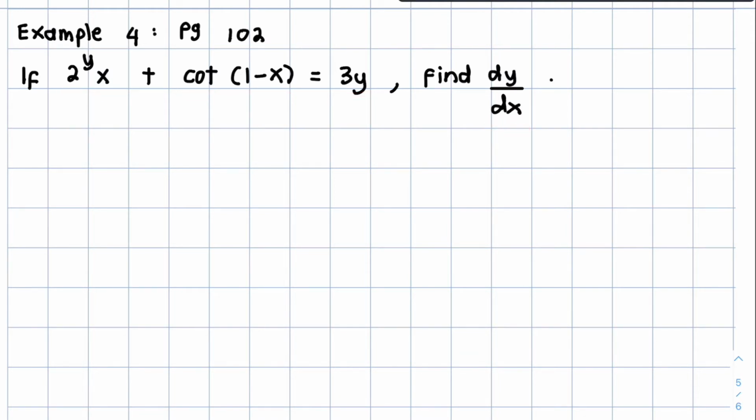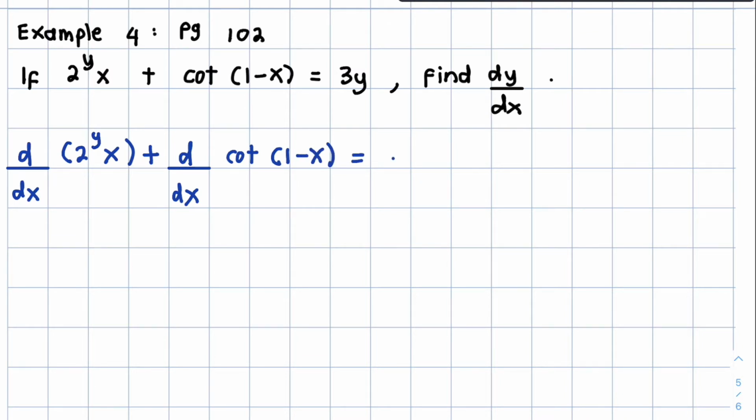Okay, again, first thing first, you have to write your differentiate with respect to x for both the left hand side and right hand side. So 2^y x. Now, I can just straight away differentiate it term by term. So this is the first term, second term, differentiate with respect to x for cot(1 - x) equivalent to differentiate your 3y with respect to x.